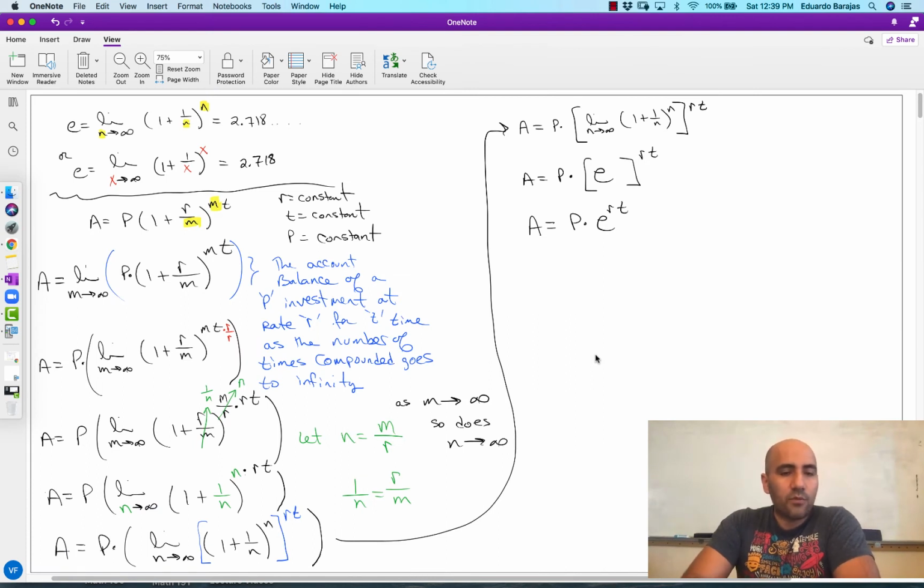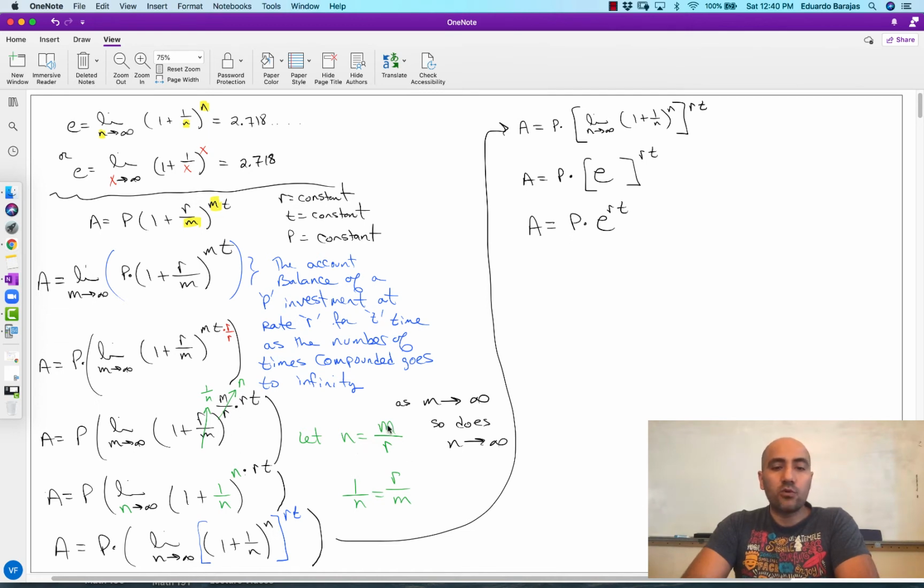Okay, so let's recap the whole thing. We started off with our formula for compound interest. We're interested in figuring out what happens to our account balance as the number of times compounded goes to infinity. So we want to find the limit as m goes to infinity of this formula. We do a little bit of algebra magic. We just introduce a new version of 1, r over r in the exponent, rewrite it, reshuffle, and then we're going to do a substitution.